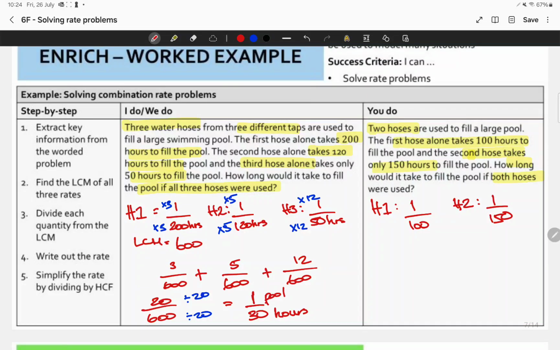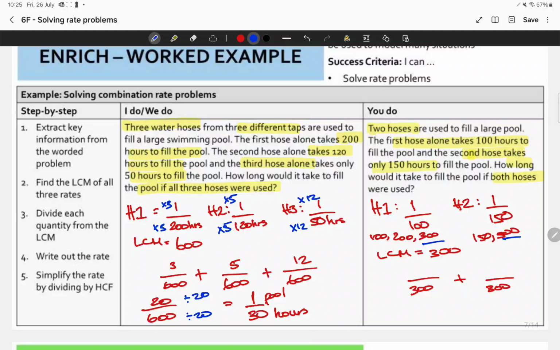Now, what we need to do is find the lowest common multiple. And so with this 100, it's 100, 200, 300, and then the multiples for 150 are 150 and 300. So therefore the lowest common multiple is going to be 300. So LCM equals 300. Okay, so we want both of the denominators to be 300. So it'd be 300 and 300.